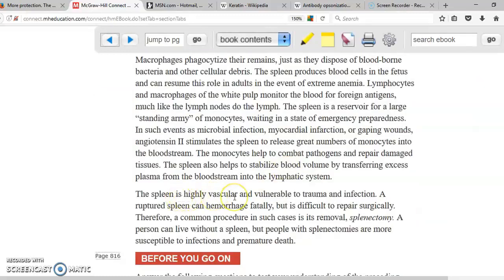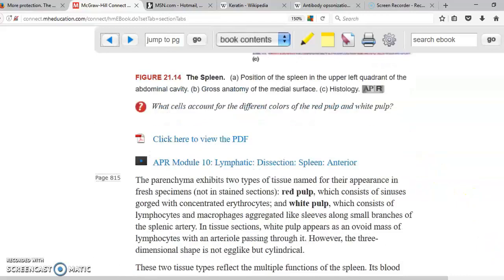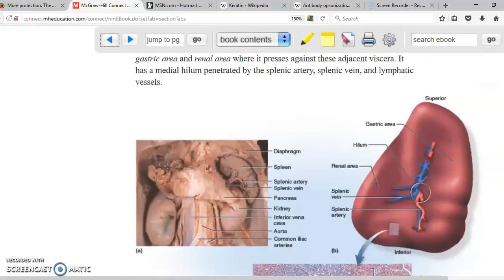Also, the spleen, obviously, since most of the blood goes through it and it has a whole bunch of capillaries, is highly vascular and is very vulnerable to trauma as well as infection. Trauma usually cannot be fixed because you have so many different capillaries in there that it's very hard to repair all of them. So in that case, they remove the spleen and cut the splenic vein here, and that way they stop the bleeding, therefore saving the person's life.